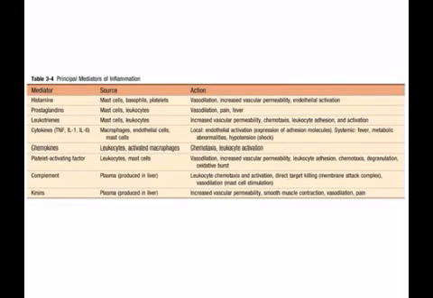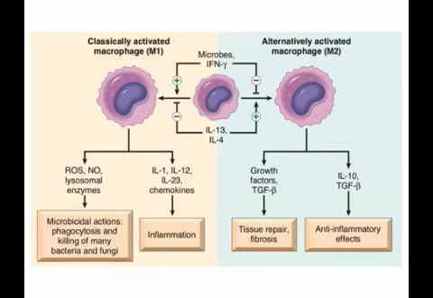And then kinins. Kinins are produced by liver itself into the plasma, and these kinins are also involved in increasing the vascular permeability, and they cause smooth muscle contraction, vasodilation, and they are mediators of pain as well. So these are certain principal mediators of inflammation.